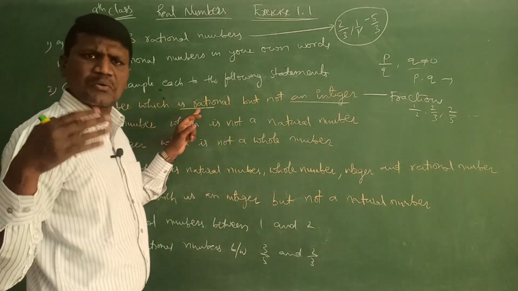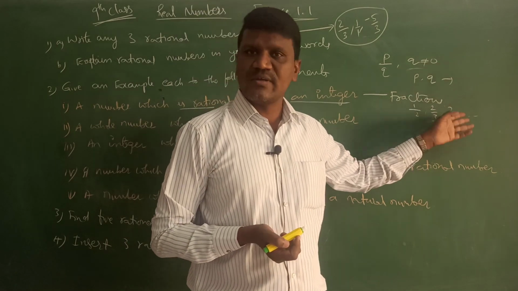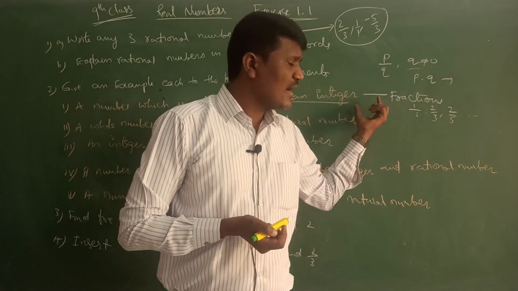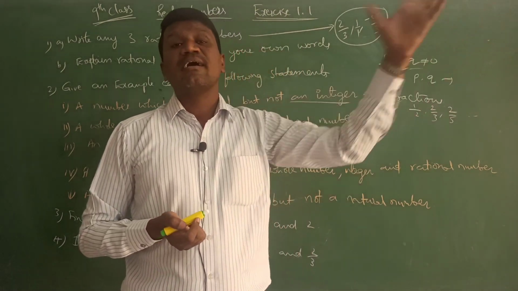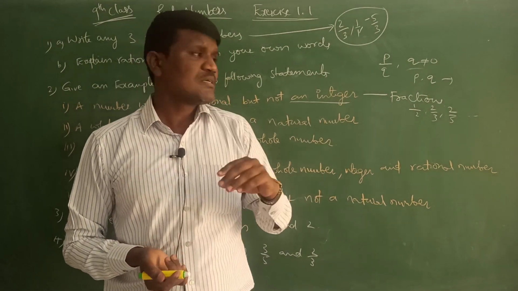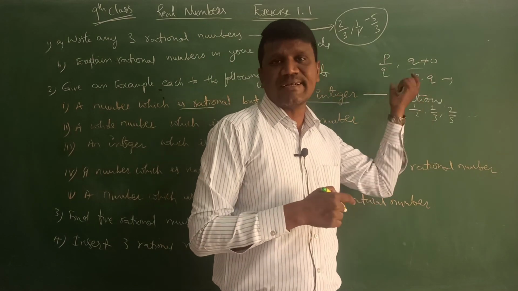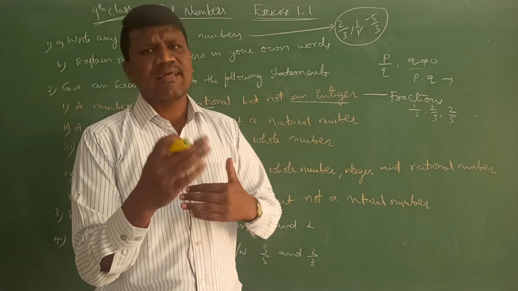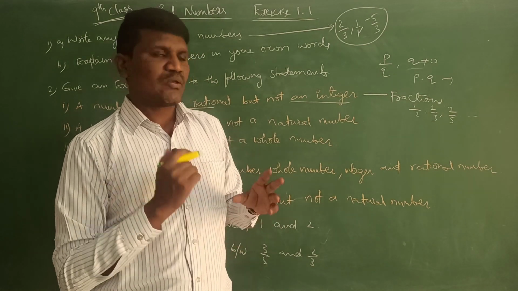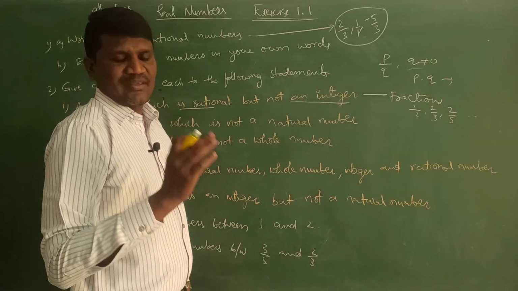They asked us to write a number. So you can write your own number, right? 1 by 2 you can write, 2 by 3 you can write, 2 by 5 you can write, like that. All the fractions are rational numbers but not integers. Okay students? And the fraction should be such that the denominator should not be 0 and both should be integers. Okay? Like that you can take any example. Here I have taken 3 examples. You can write any one example. Okay students? Next.